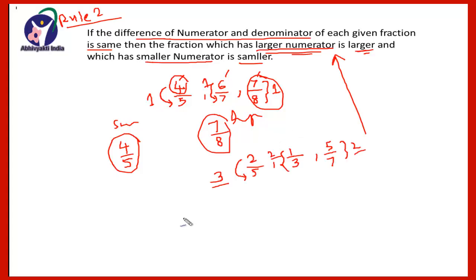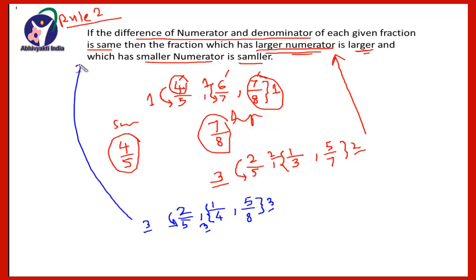Now take another example, 2 by 5, then 1 by 4, then 5 by 8. Here the difference between the numerator and the denominator is 3, 2 and 5. Here the difference between the numerator and the denominator is 3, 1 and 4. And here the difference between numerator and denominator is 3. So in all the three given fractional numbers, the difference between the numerator and denominator is 3, and therefore we can apply the rule number 2.